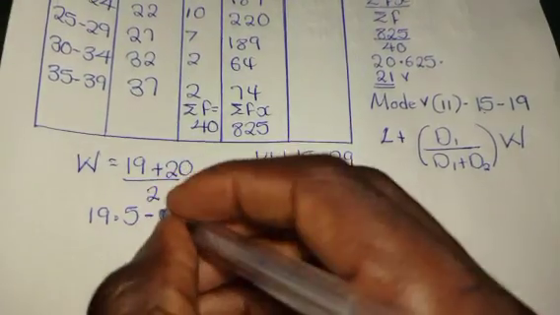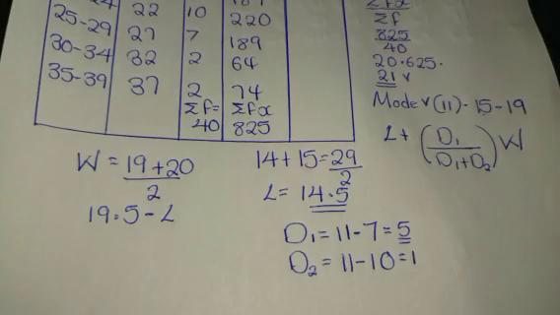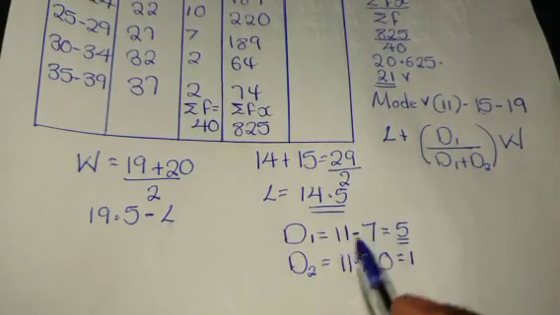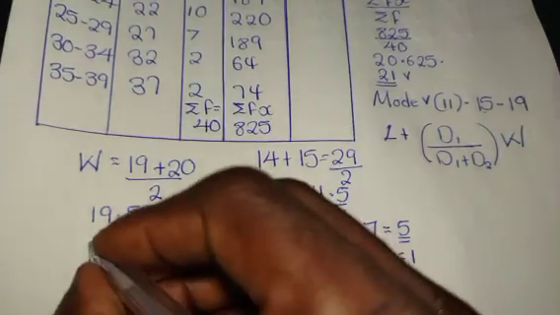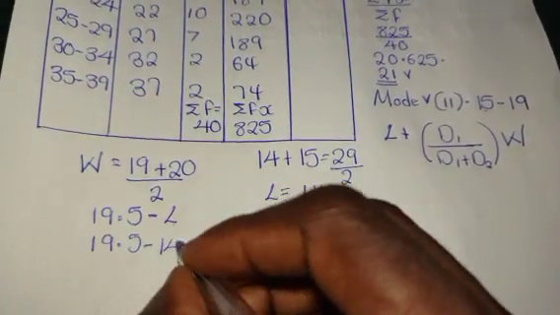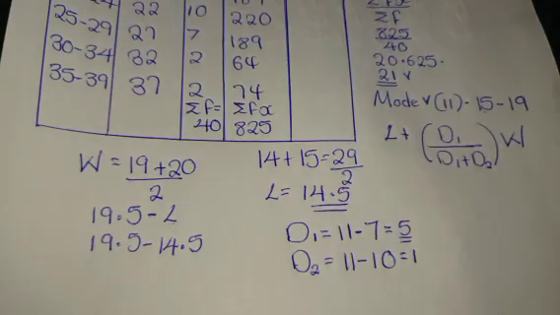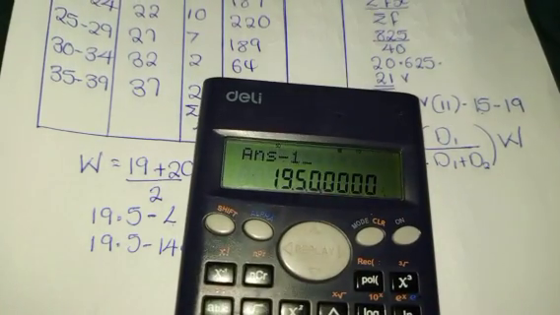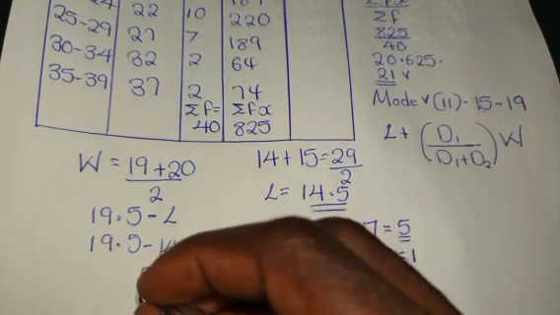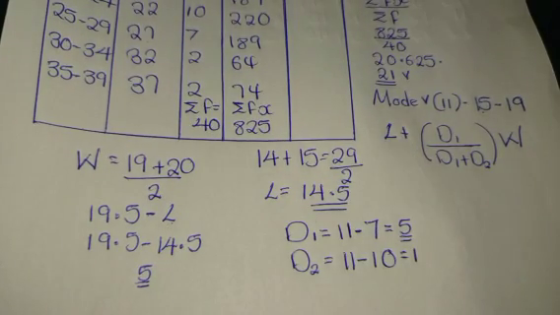Then from here you subtract the lower boundary so that you get the width of the class, of which the lower boundary was 14.5. So we have 19.5 minus 14.5, you get your answer to be 5. So 5 is the width of the class.